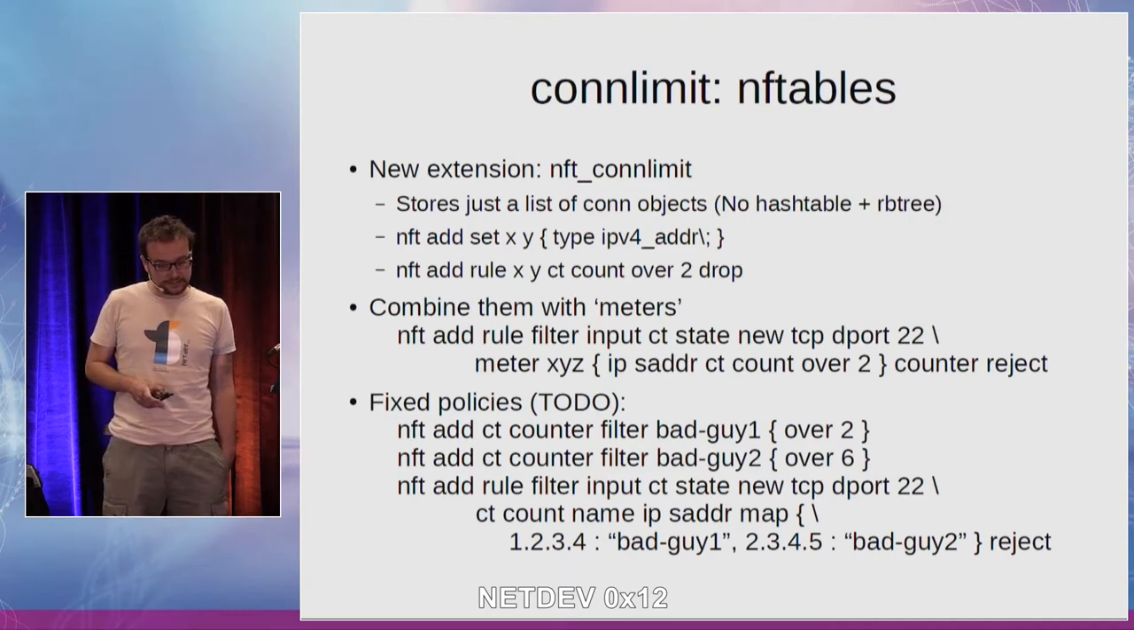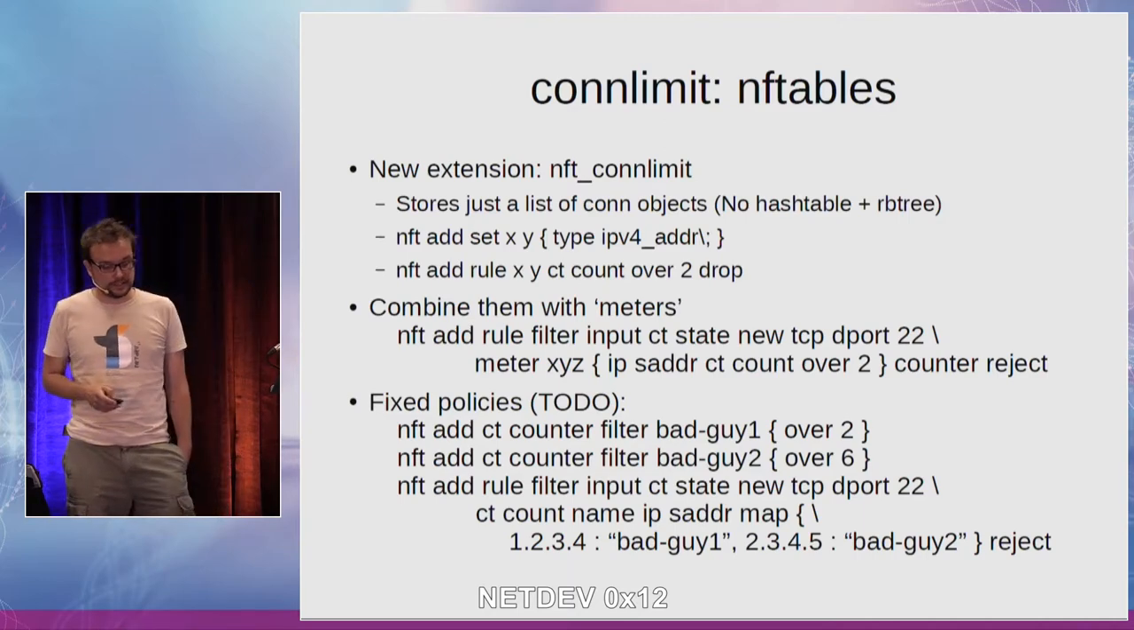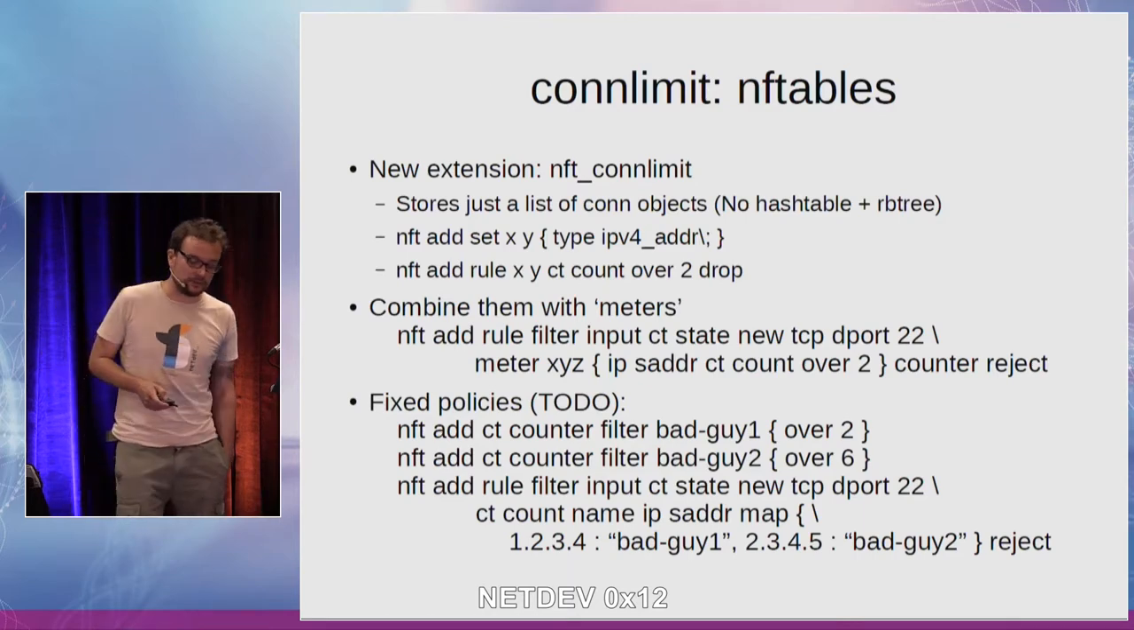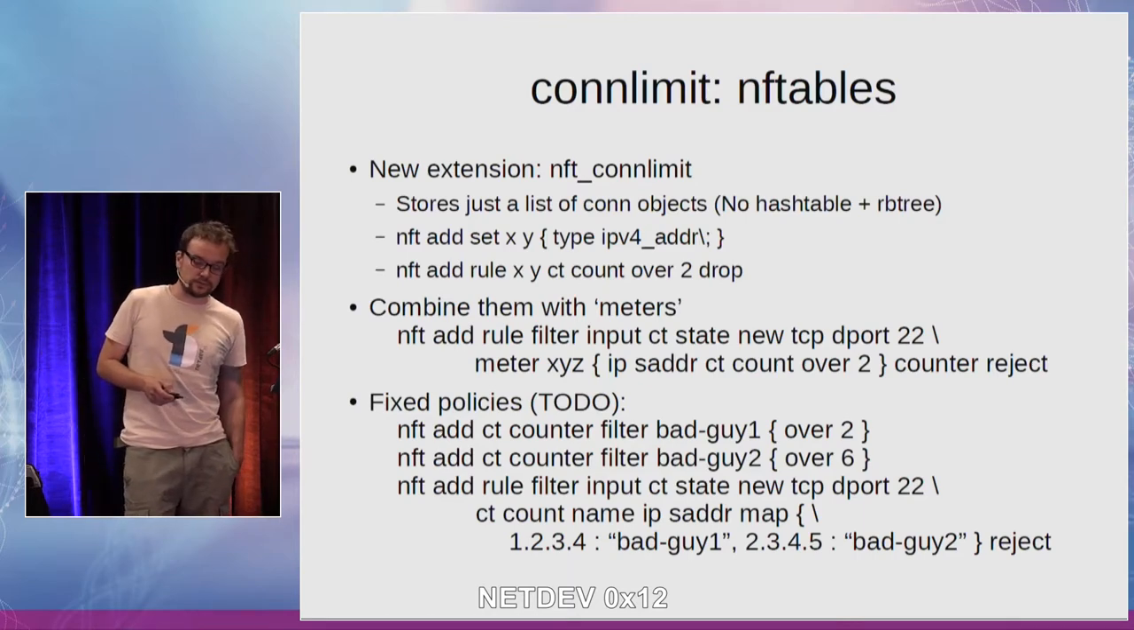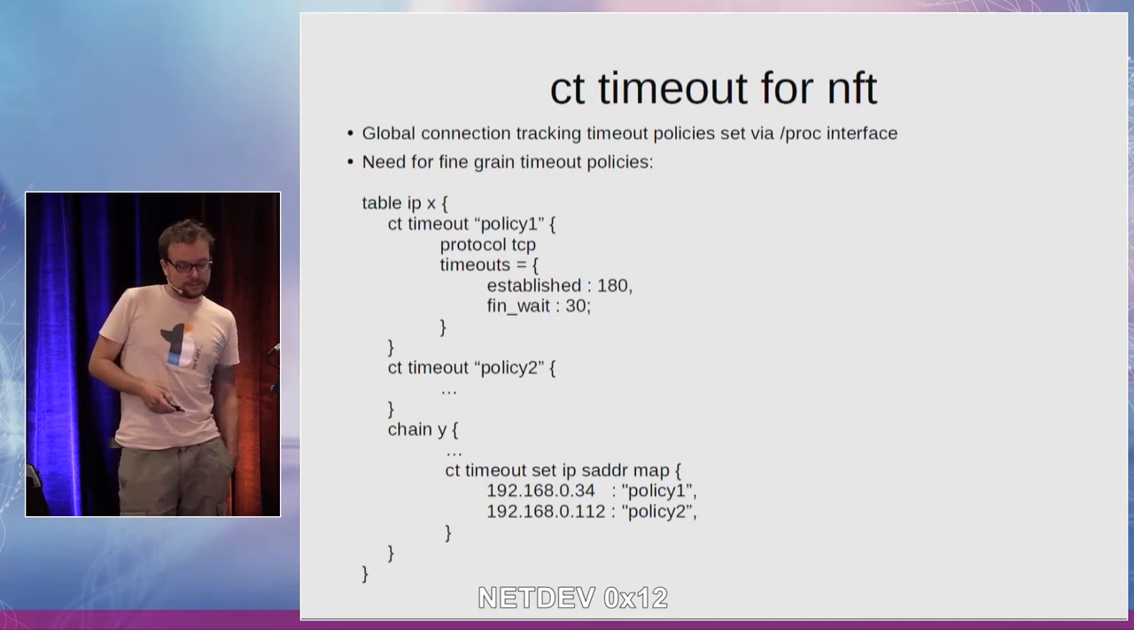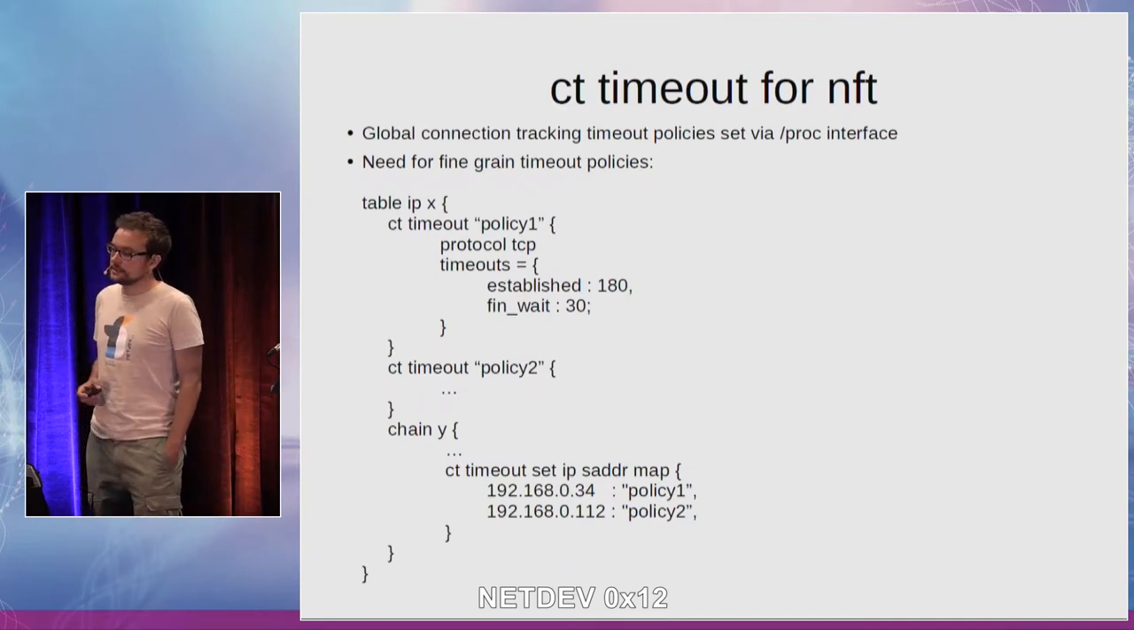So it's something that still needs to be reviewed, but the idea is the infrastructure is already there in the kernel, so it's just a matter of supporting it. As I said, we could use any key criteria to implement connlimit, so we don't have to stick to IPv4 source or destination address.